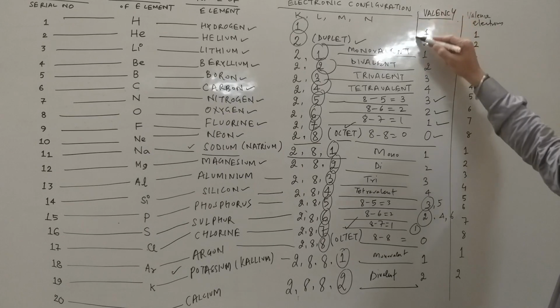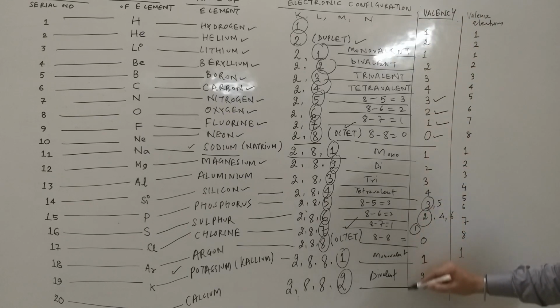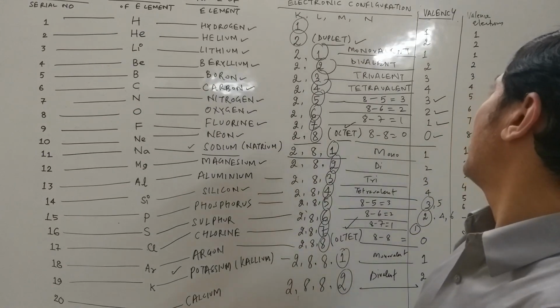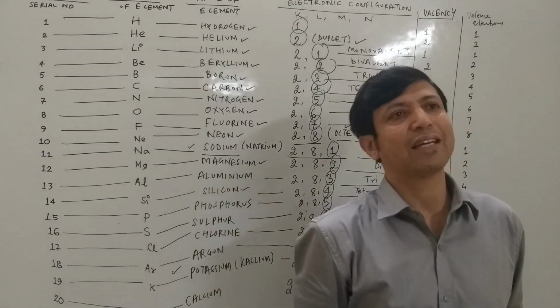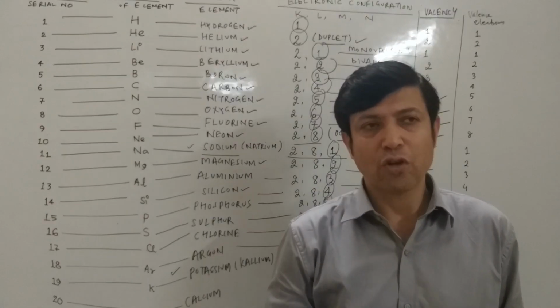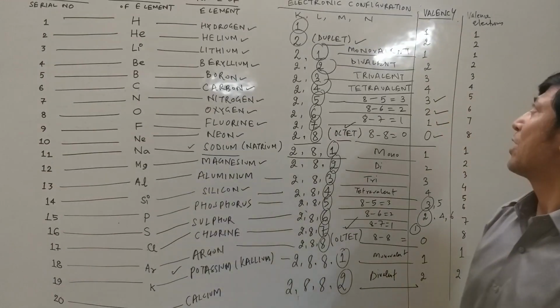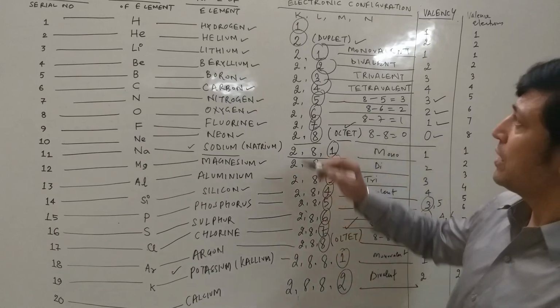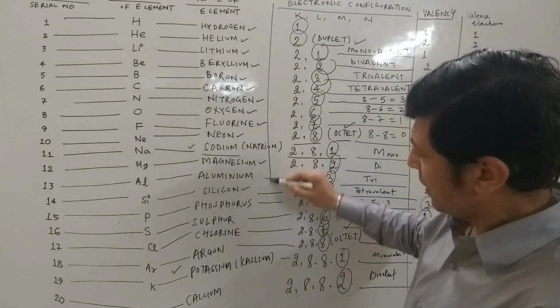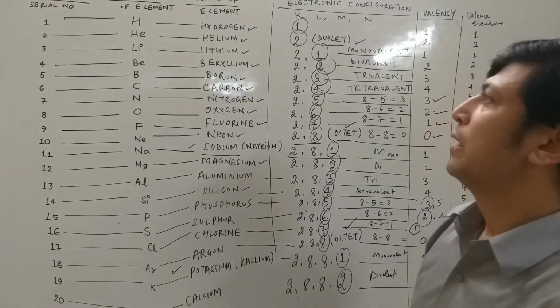But here we have calculated the valency. Valency is the number of electrons which take part in a chemical reaction actually, right? So this is the valency and electronic configuration.